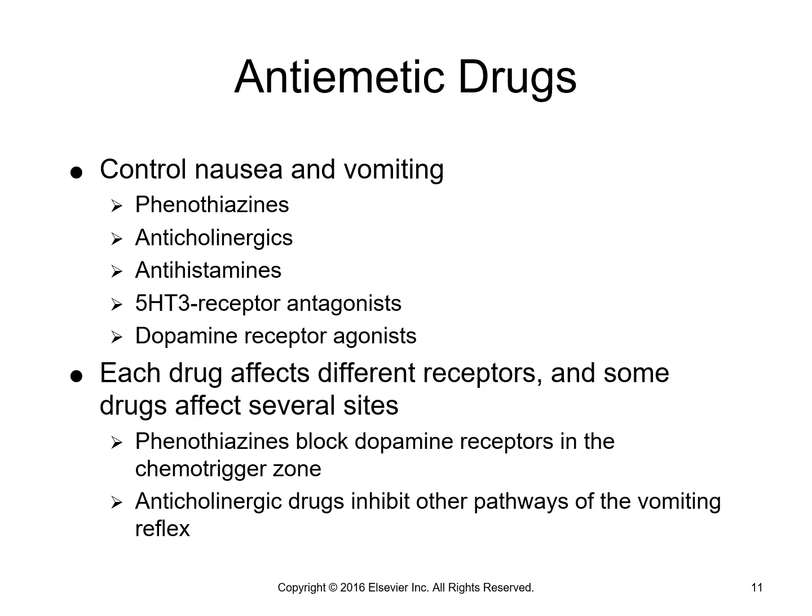So you have your phenothiazines, anticholinergics, antihistamines, 5-HT3 receptor antagonists, and dopamine receptor agonists. Each drug affects different receptors, and some drugs affect several sites. We talk about phenothiazines. They block the dopamine receptor in the chemoreceptor trigger zone of your brain, and this actually inhibits one or more of the vomiting reflex pathways. This also has a sedating effect, which helps control the sensation of nausea. And then your anticholinergics are drugs that inhibit other pathways of the vomiting reflex.